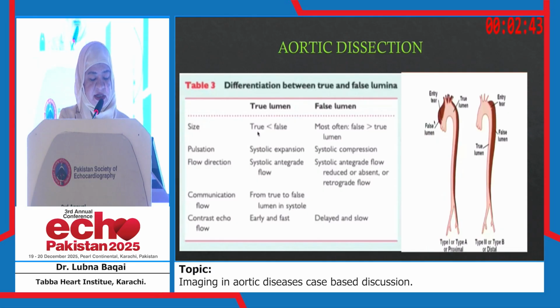This is the aortic dissection. Usually the true lumen is smaller than the false lumen. It has a systolic expansion and systolic antegrade flow. And from true to false lumen in systole, there must be a communication.